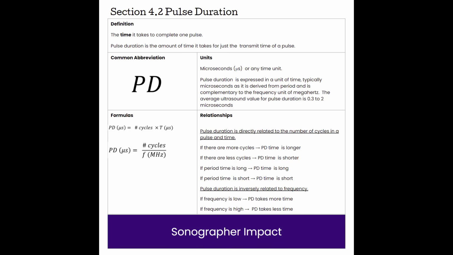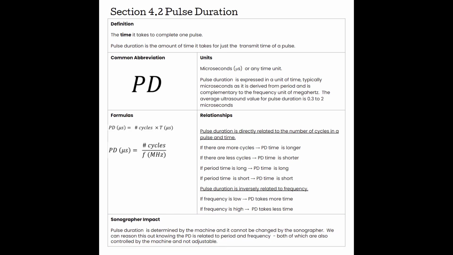So if frequency is low, that means that the pulse duration is going to be longer or take up more time. And if the frequency is high, then the pulse duration is going to take less time. Again, if we have high frequencies, we have shorter periods. Shorter periods mean shorter pulse durations. Now, as a sonographer, you're not really going to have any impact on the pulse duration because it is related to frequency and period.